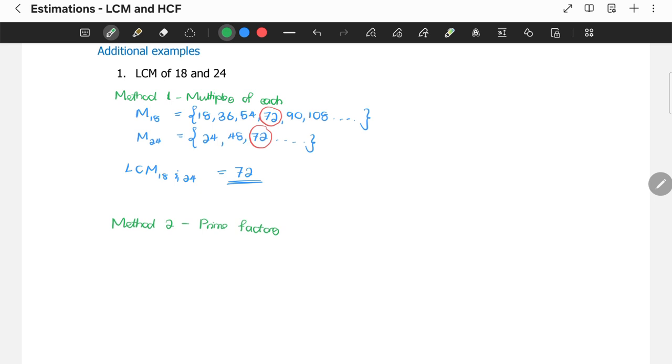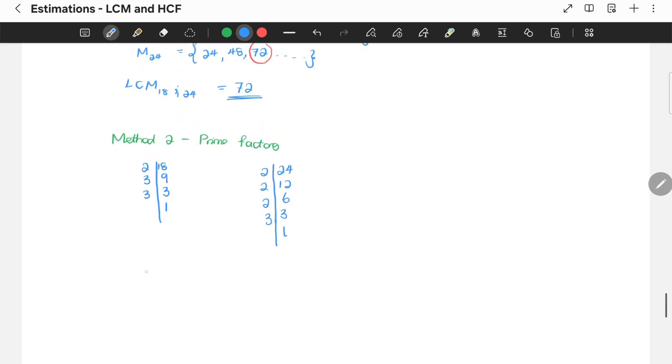So we have 18 and we have 24. 2 into 18, that's going to be 9. 3 into 9, that's 3. 3 into 3, that is 1. 2 into 24, that's 12. 2 into 12, that's 6. 2 into 6, that's 3. 3 into 3, that's 1. So now we have 18 is equal to 2 times 3 times 3, and 24 is equal to 2 times 2 times 2 times 3.